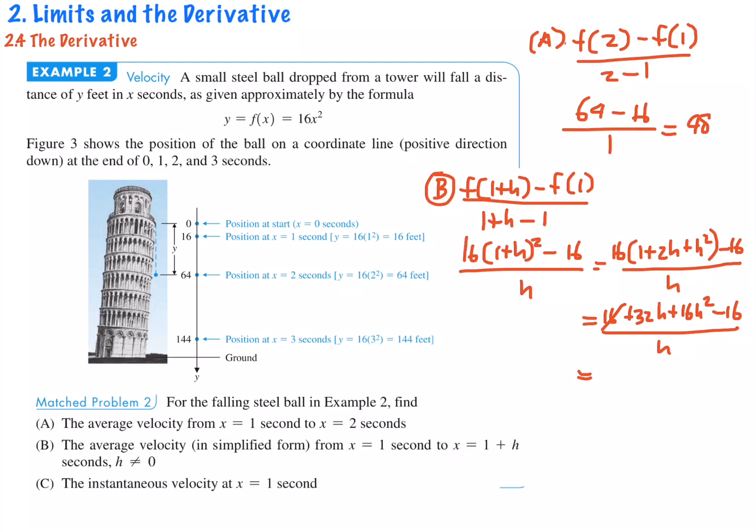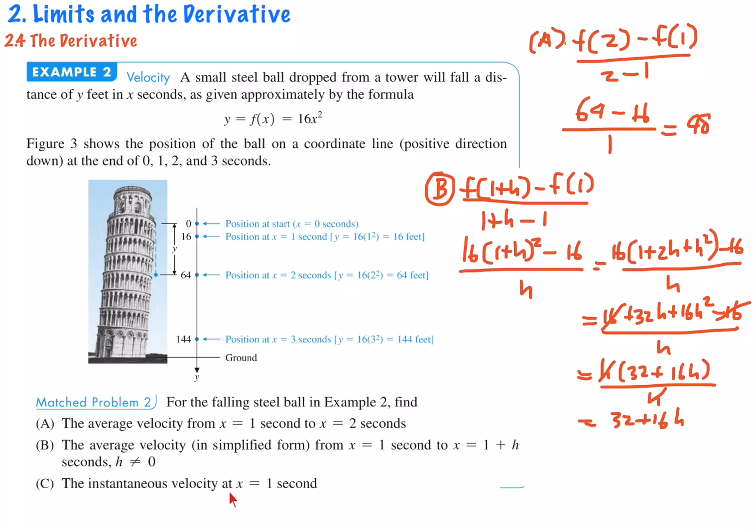Then 16 and negative 16 cancel each other. We'll have the common term, which is h times (32 plus 16h) divided by h. So simplify this, we'll get 32 plus 16h. This is the average velocity from x equal 1 second to x equal 1 plus h. And when you put h, let's say it's 1, so you'll get x equal 2 seconds, you'll get 32 plus 16, which is 48.